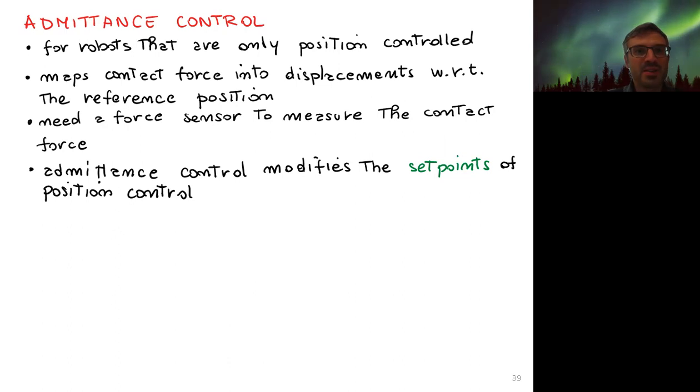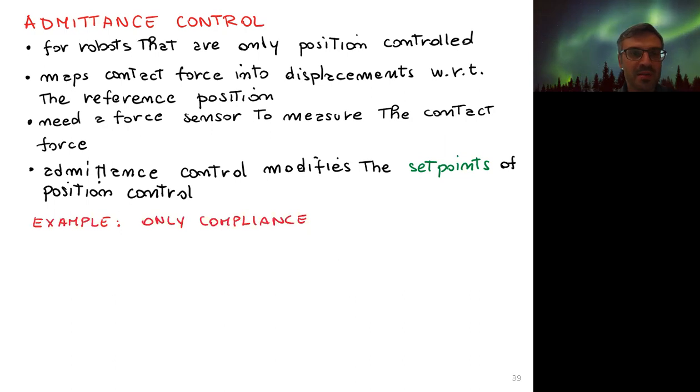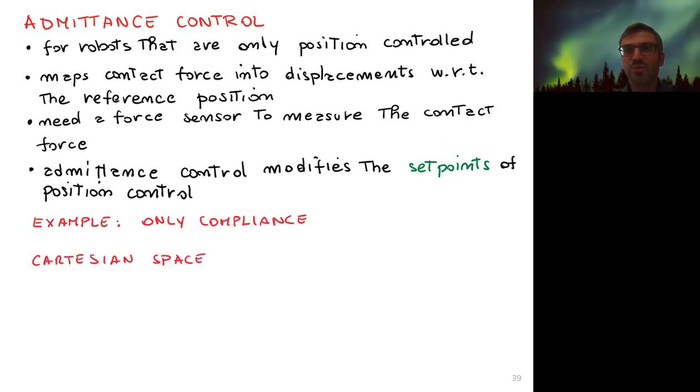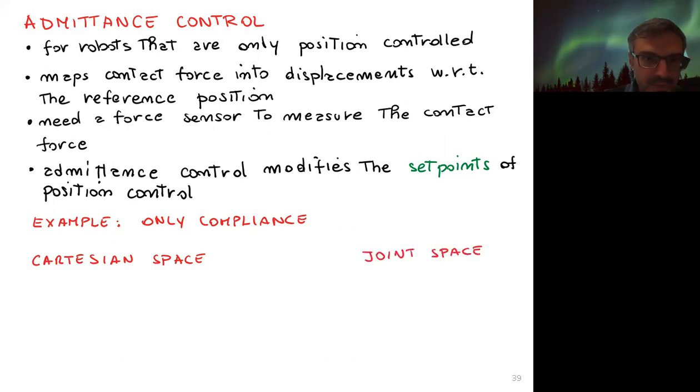The idea of admittance control is that whenever there is an interaction force, the controller modifies the set point of the position control in such a way to, as in the case of impedance control, satisfy this dynamic relationship of impedance. Let's do here a very simple example on compliance. So consider only the stiffness matrix. And we can do this implementation both at the joint level or in the Cartesian level.